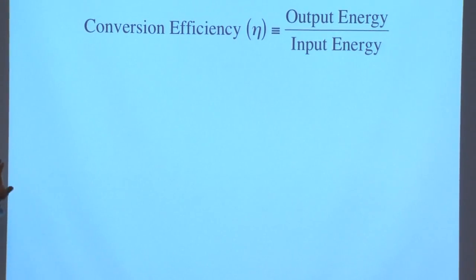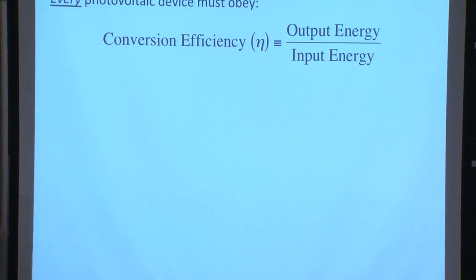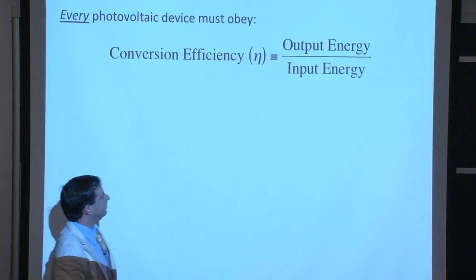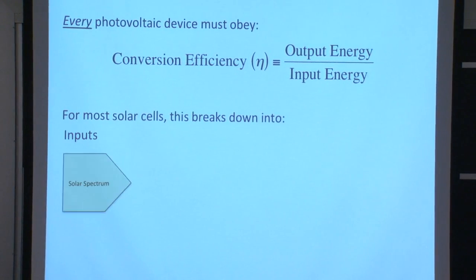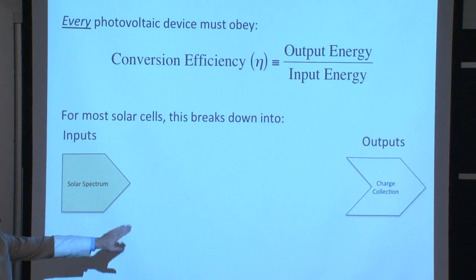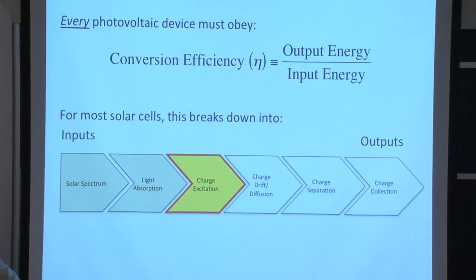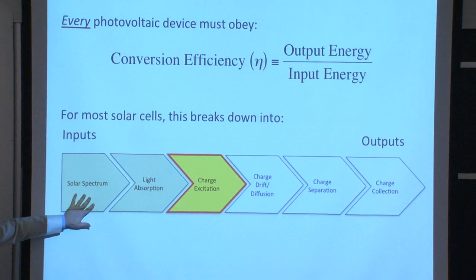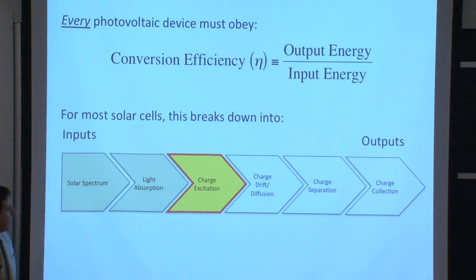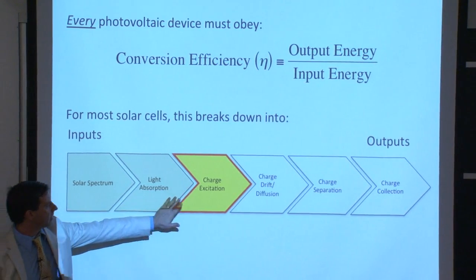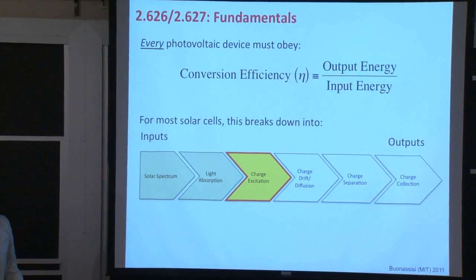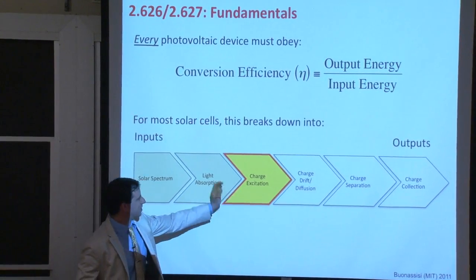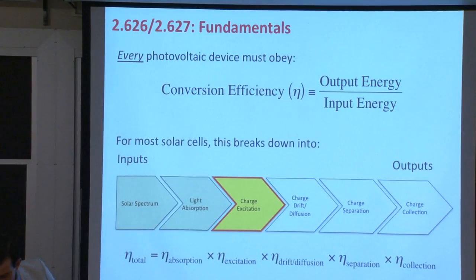So first off, we remind everyone of the broader picture that the conversion efficiency, the ultimate performance of the device, is defined as the output energy versus the input energy. And for most solar cells, this breaks down into the inputs and the outputs, the input being the solar spectrum and the output being the collection of charge. And there are multiple processes that occur here in the middle. Light absorption we talked about last time. We're going to be talking about charge excitation and charge transport today, mostly charge excitation. So we're right here, and we're going to be marching steadily down toward the right over the next few lectures.